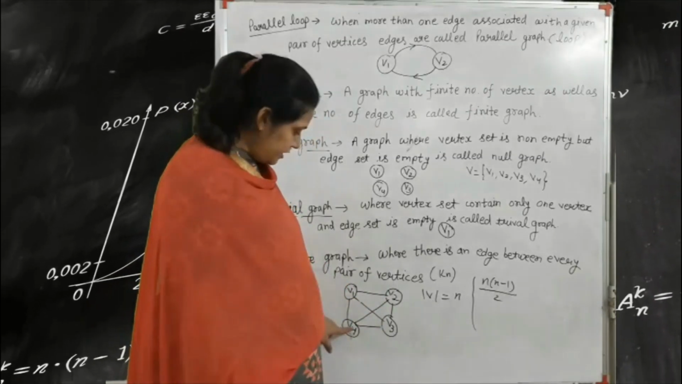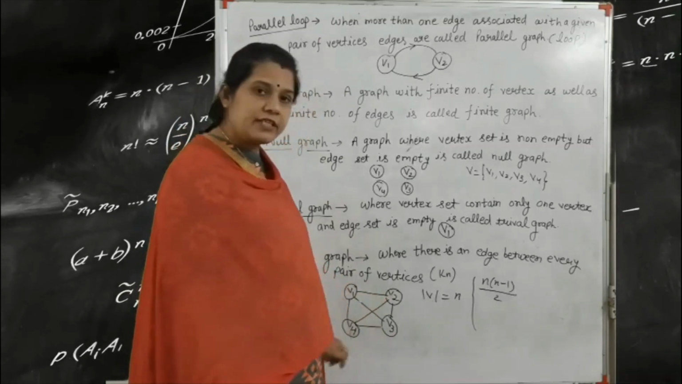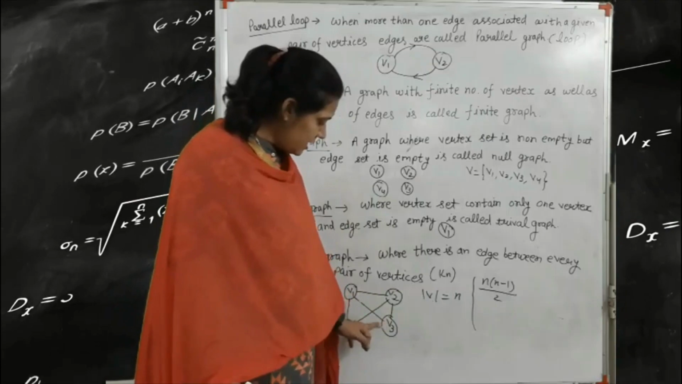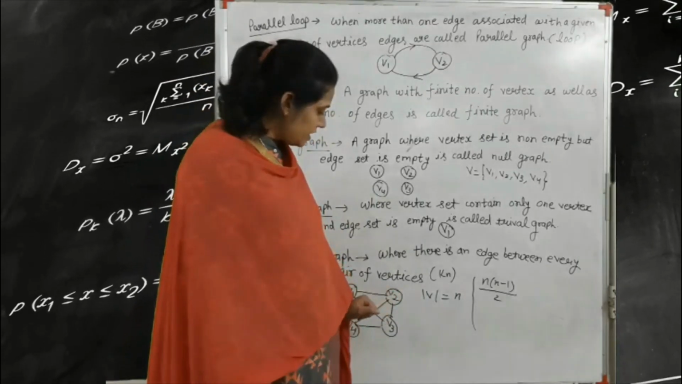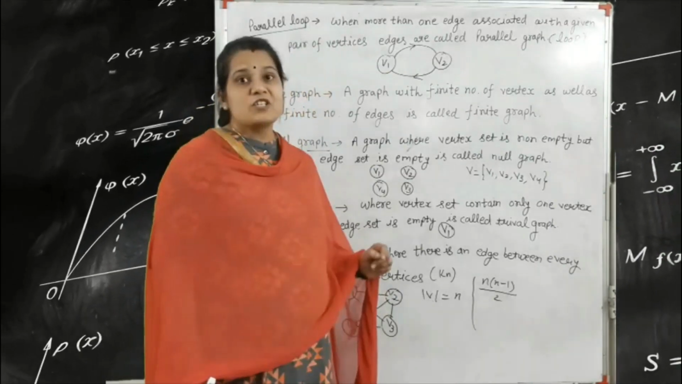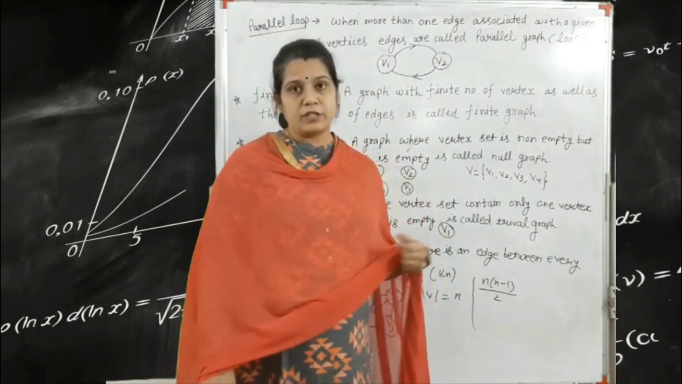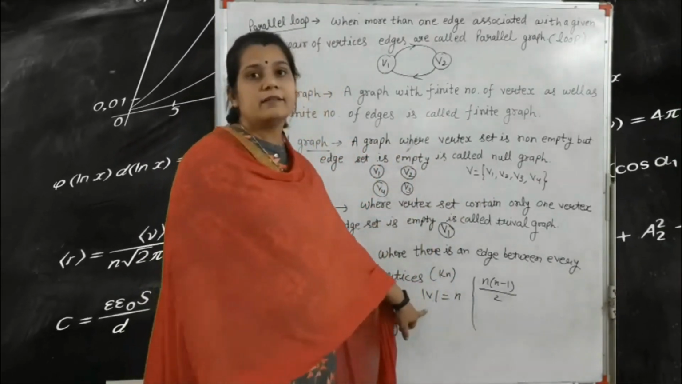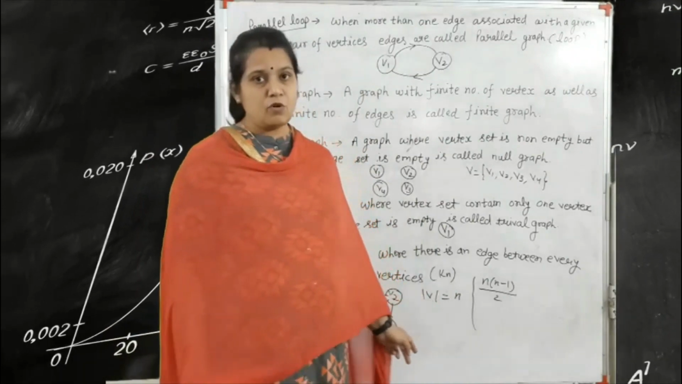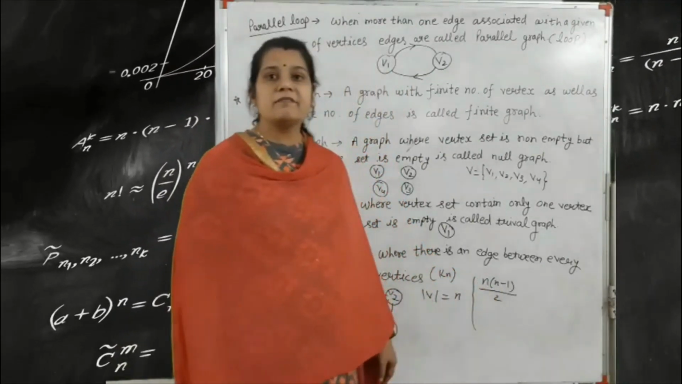Got it? The V4 vertex is joined to V1, V2 and V3. The V3 vertex is joined to V2, V1 and V4. And the V2 vertex is joined to V1, V4 and V3. So this type of graph we can say is the complete graph. Here the number of vertices is equal to n, so the formula for the number of edges is n(n minus 1) divided by 2.